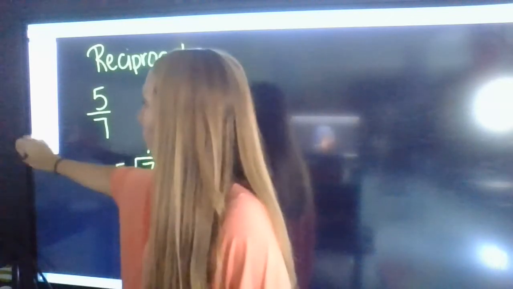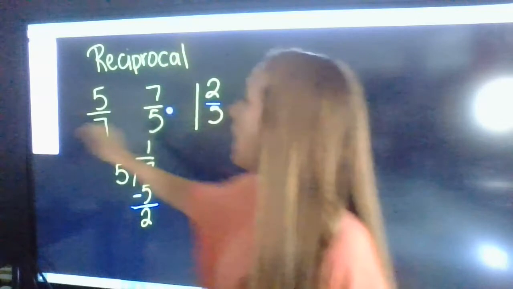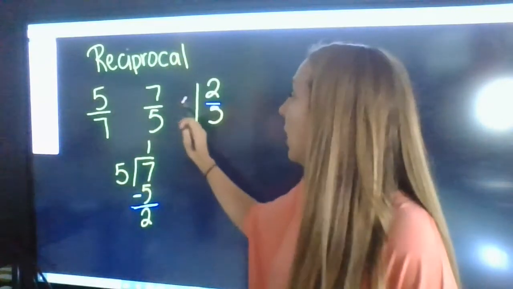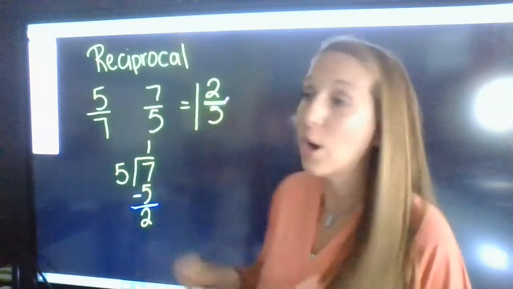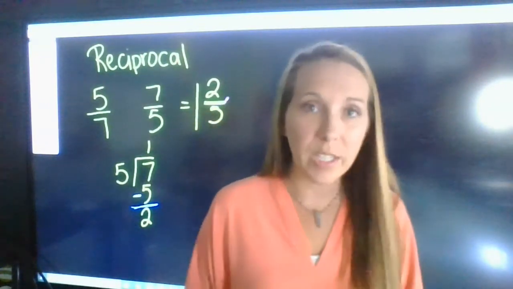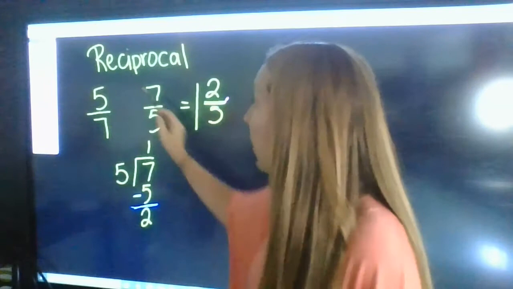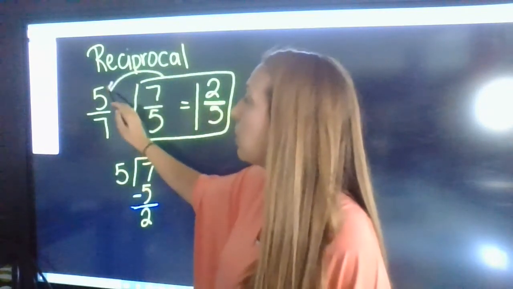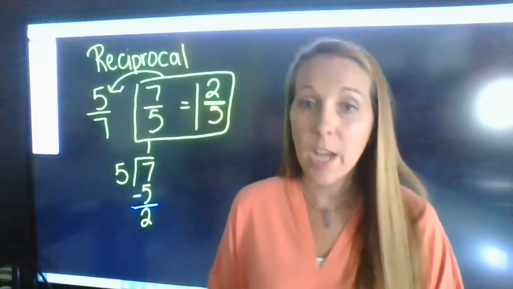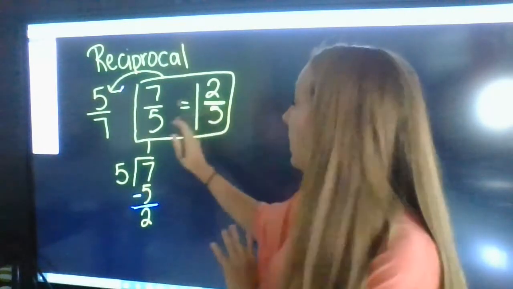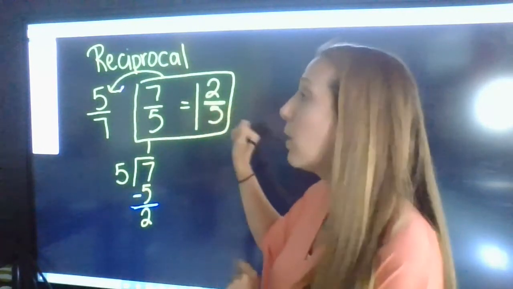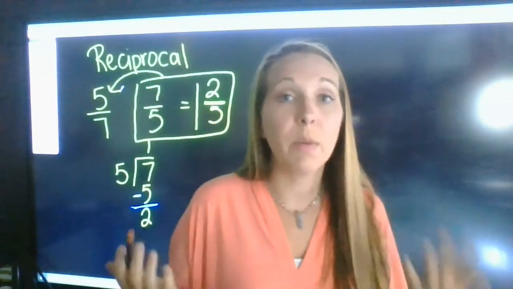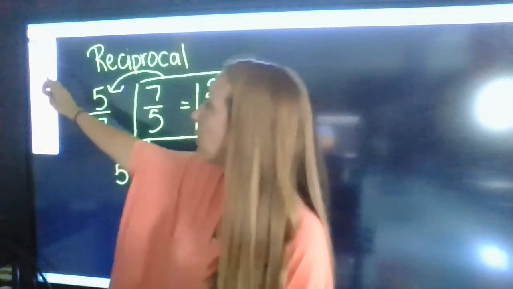Now, to make sure we understand this, let me erase this. This 7/5 and 1 and 2/5, these are equal fractions. They are the same fraction. One's just improper and one's a mixed number, but they equal the same amount. So these two are equal. They are reciprocals, however, to 5/7. So make sure you understand that this 7/5 and 1 and 2/5 are equivalent, but they are reciprocals to the original 5/7. And remember, reciprocal is just a fancy word for flipped fraction.